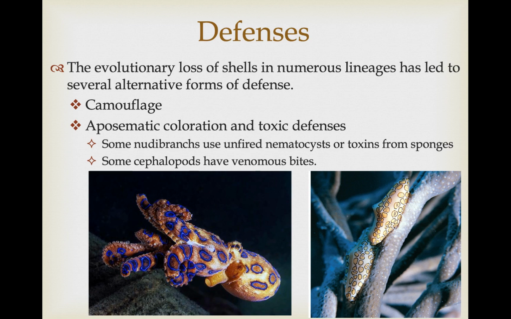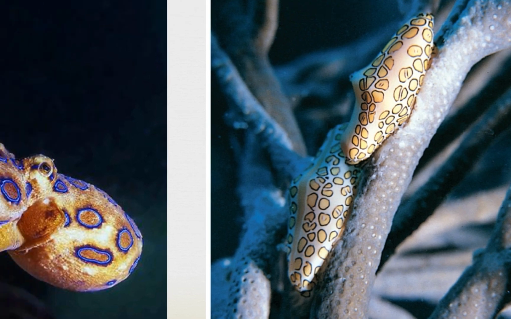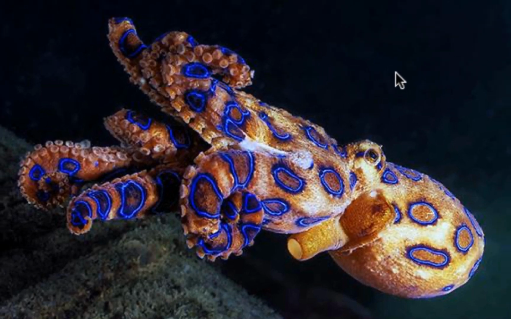They're showing aposematic coloration. So nudibranchs sometimes have these bright patterns that are indicating that they have unfired nematocysts or toxins that they've sequestered from sponges and cnidarians as a defense mechanism. So they're warning potential predators, you better stay away because I could hurt you or make you sick. Some cephalopods have similar capabilities as well. So this is the blue ringed octopus, which has venomous bites, and so it's trying to warn you of that with this aposematic coloration.